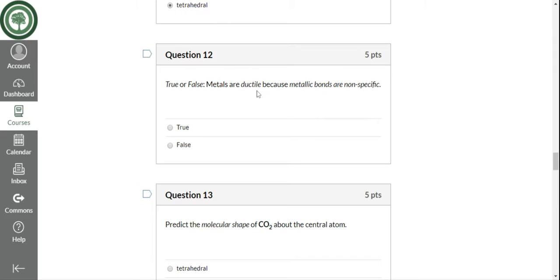Metals are ductile because metallic bonds are nonspecific. That's true. Again, ionic compounds, they're brittle. Molecules, when they're solid, they're brittle. But metals, they're ductile and malleable because they don't have specific bonds. All they have is their electrons shifting and sliding around. So you can press on a metal, and because of that electron sea theory, the idea that electrons are just jumping and moving about easily, it allows them to be deformed without breaking apart as long as the metal atoms are fairly close together.